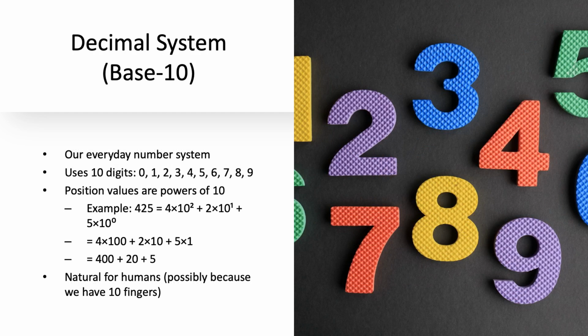Let's start with the familiar decimal system we use every day. The decimal system uses 10 digits, from 0 to 9. Each position in a number represents a power of 10. For example, in the number 425, the 5 is in the ones position, 10 to the power of 0, the 2 is in the tens position, 10 to the power of 1, and the 4 is in the hundreds position, 10 squared. So 425 equals 4 times 100 plus 2 times 10 plus 5 times 1. This system is intuitive to us because we've grown up using it, but computers operate on a different system entirely.